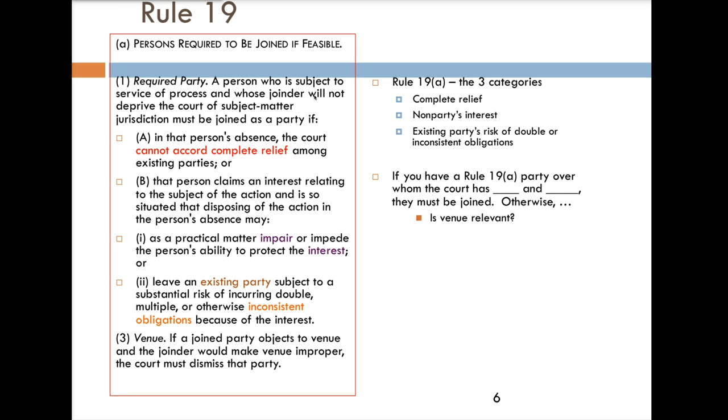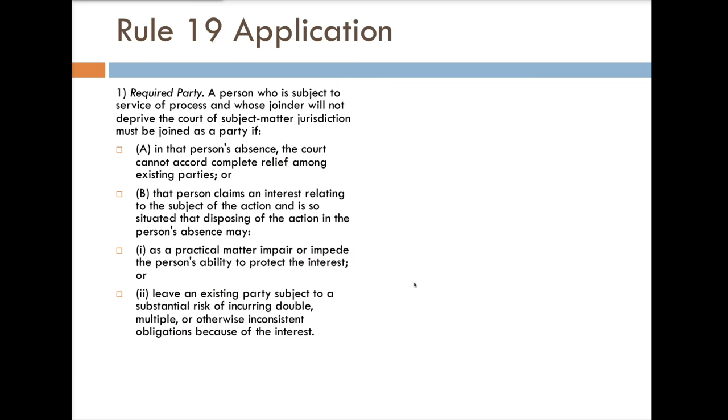Now, we just said PJ and SMJ. Venue is also potentially relevant if the non-party objects. That's in Part 3, which is noted at the bottom. If they don't object, it's not a problem because, as you remember, venue is not a constitutional issue. Now let's move on to another issue, or rather application of this rule.